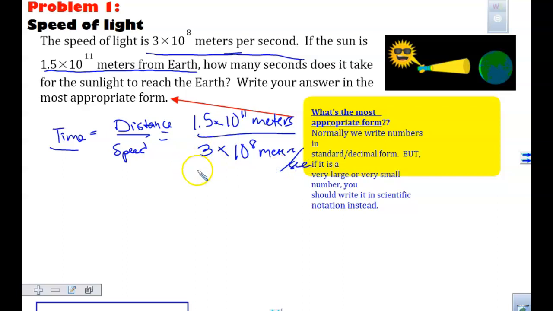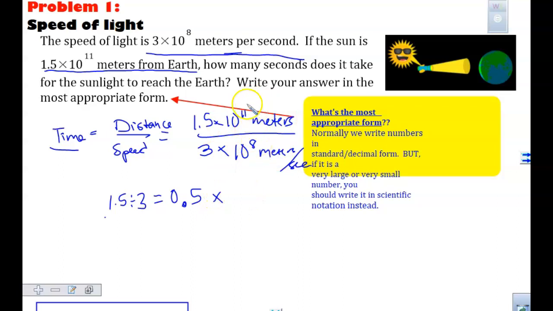This is a division problem, so I'm going to do the division. If you have your calculators, take that out, or if you want to do it in your head, I can do that too. 1.5 divided by 3 should have been 0.5. So I divided that part, and now I have to divide with my exponents.